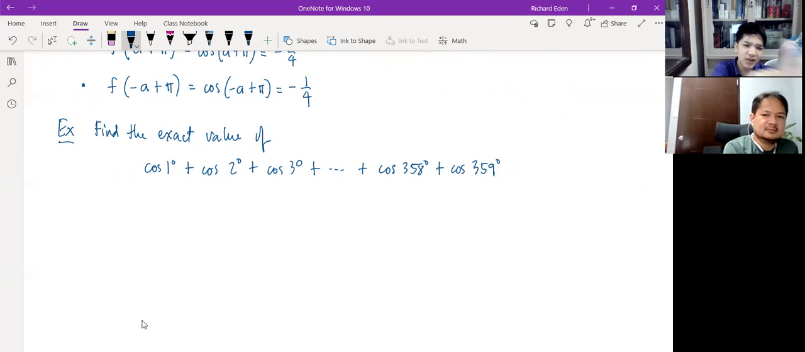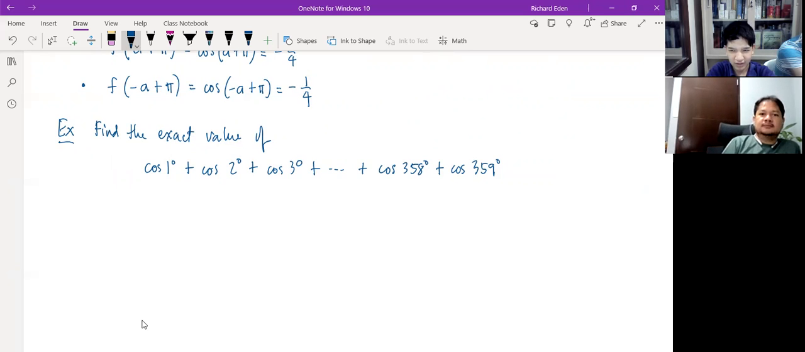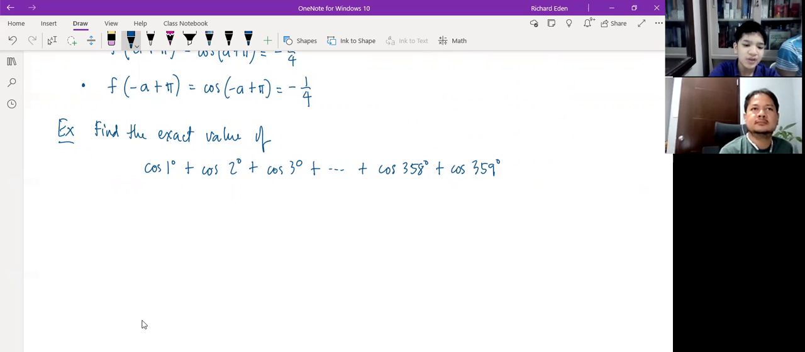Also cosine 89, but then it's negative. 1, 2, 3, 4, 5, 6, 90, 91, 92, 93, 94, 95, 96, 97, and then 180. After 180, x will still be negative. So it's still negative.